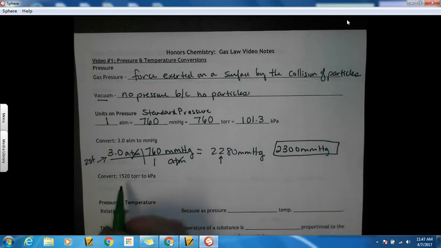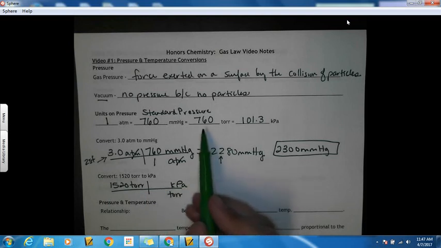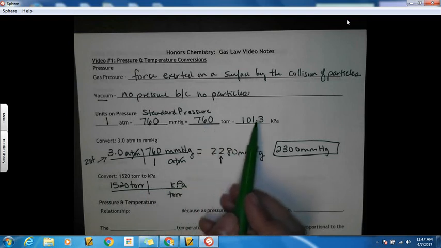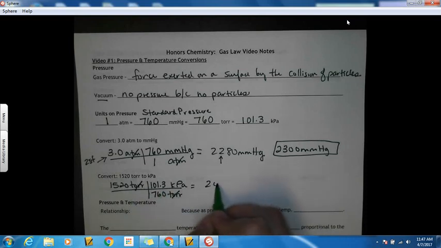Alright, so next we're going to convert 1520 torr to kilopascals. Again, our unit we no longer want goes on the bottom, the unit we do want on the top. Those are equal: 760 torr is equal to 101.3 kilopascals. So 101.3 kilopascals for every 760 torr. Our torr cancels, leaving us with kilopascals. Again, we multiply across the top and divide by the bottom, and we get 202.6 kilopascals.